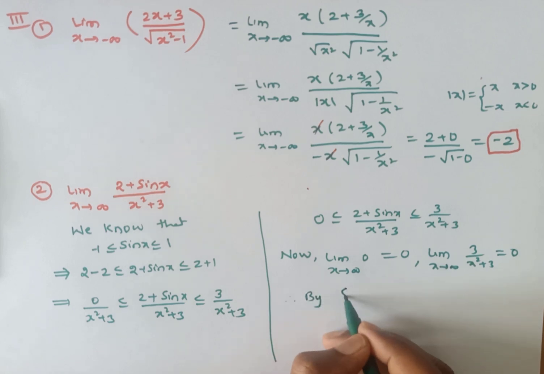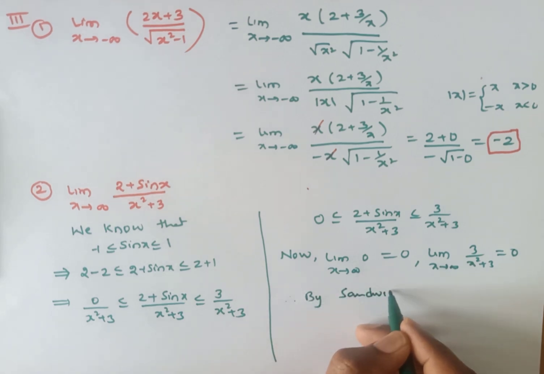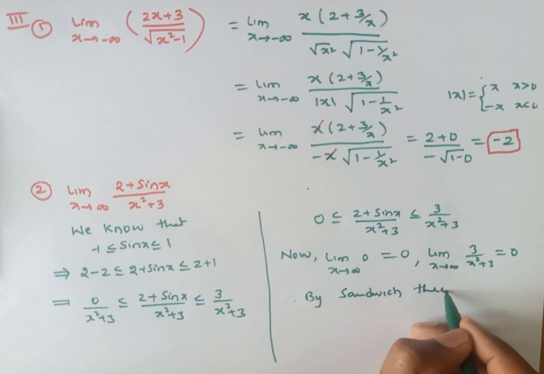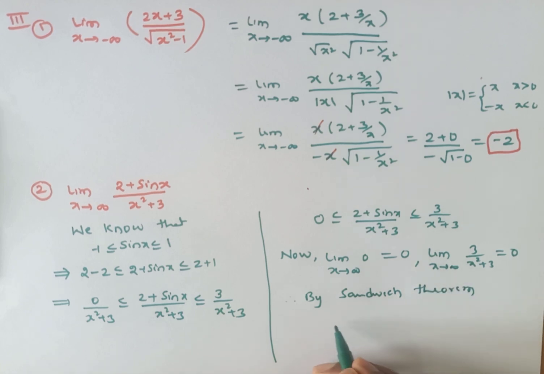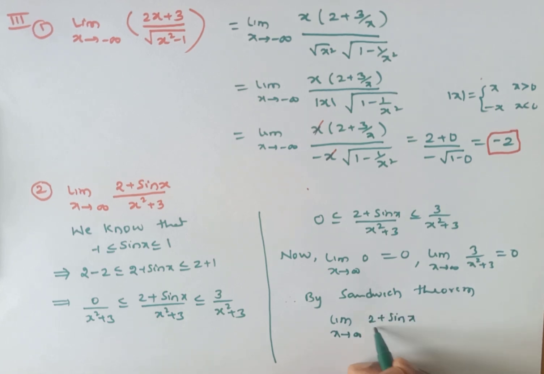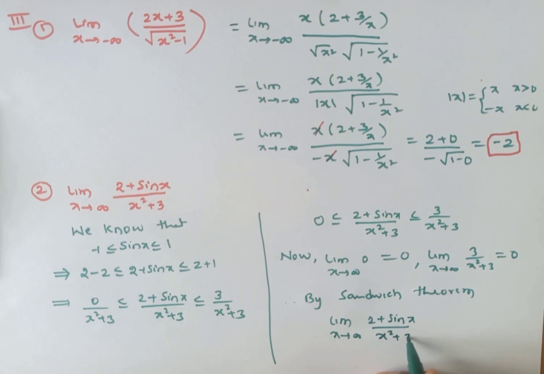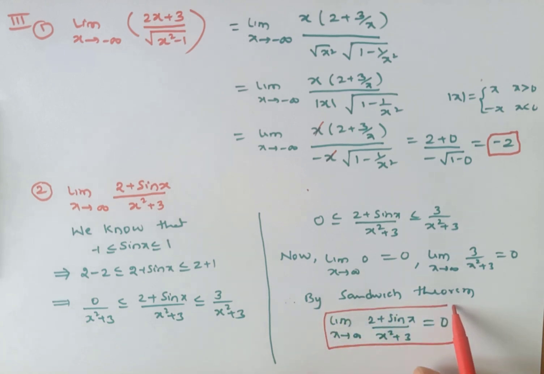By Sandwich theorem, the limit as x tends to infinity of (2 plus sin x) by (x square plus 3) also becomes 0. So this is by Sandwich theorem.